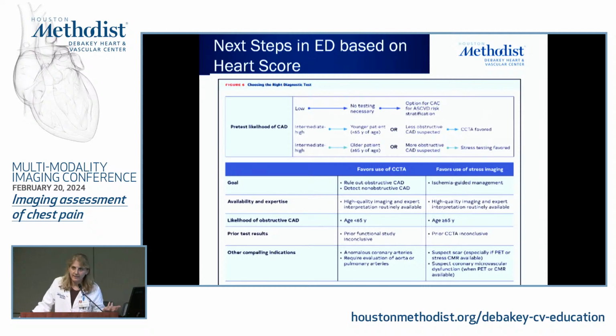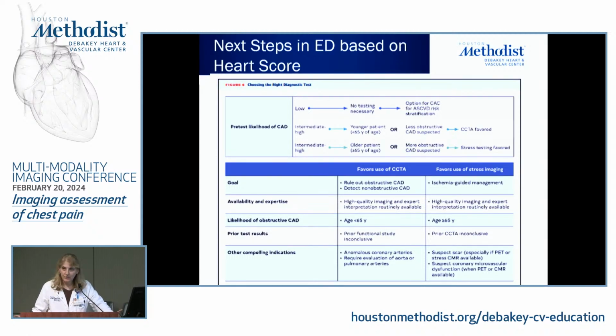And why is CVCTA favored? Because this is probably the only indication where it's favored first. Because of the quick turnaround time in the ED, because quick turnaround time means less money. So if you can get the results of the test quickly and send the patient out and they're not hanging out in the ED or OBS, it's better for the patient, it's better financially. Under this table, you'll see what favors CVCTA and what favors the use of stress imaging. We talked about what the goal is up above. If you have expertise in both, then that doesn't come into play.